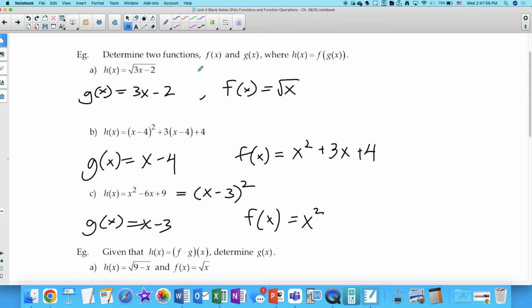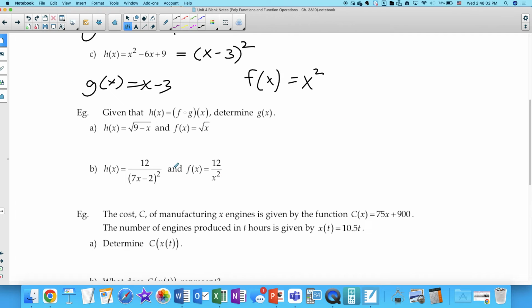Okay, so here's another one. Now we're kind of working backwards. Given h of x equals f of g of x, determine g of x. So now what we want to know is what's the inner function? We know h of x in this case equals the square root of 9 minus x. So that's the composite function. f of x, which is the outer function, is the square root of x. What's the inner function? 9 minus x, yeah.